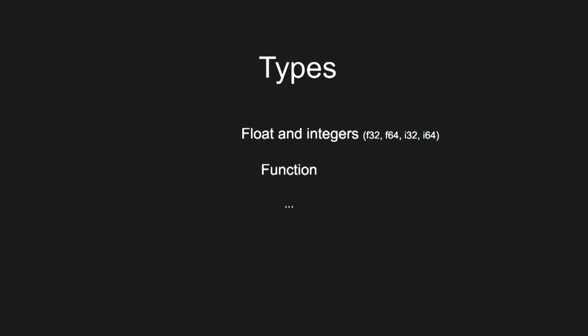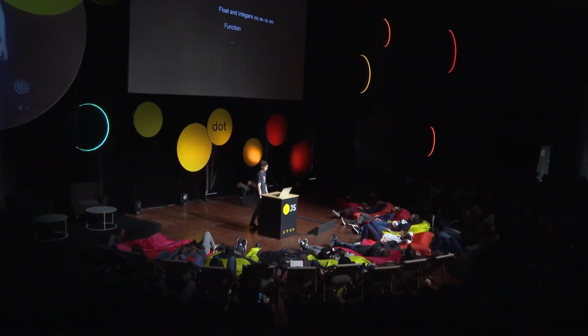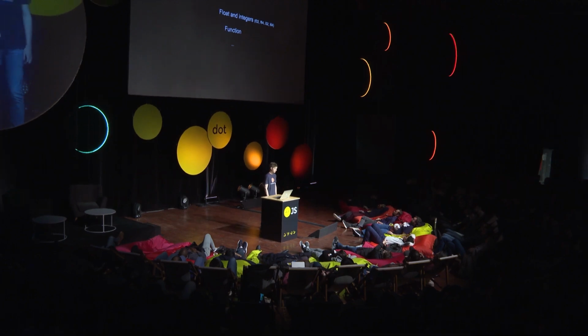So let's talk a bit about types. WebAssembly has 4 primitive types: floats and ints, both in 32 bits and 64 bits. You also have memory and table, but it's not relevant here. And don't get me wrong, any language that compiles to WebAssembly can make use of these types to build more rich types, like an object or a string.